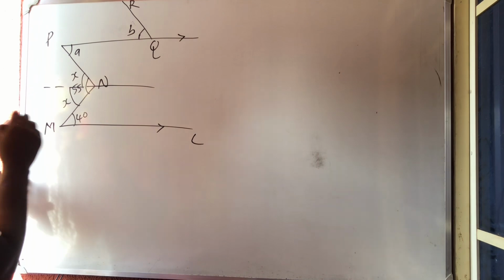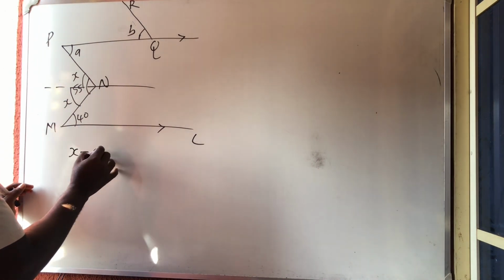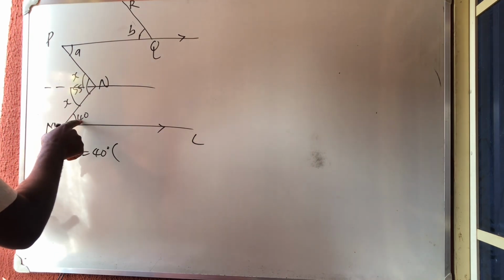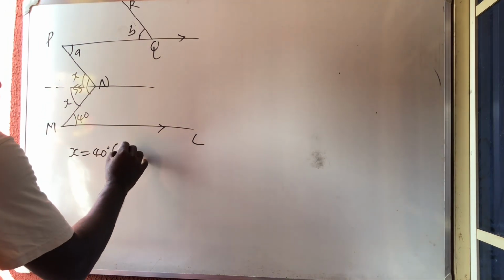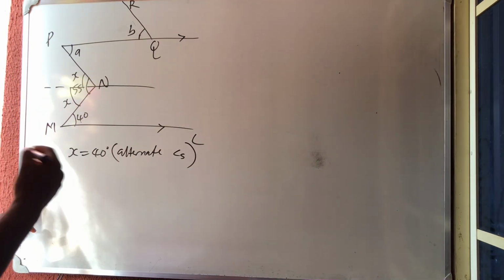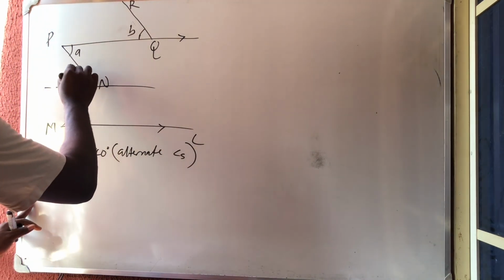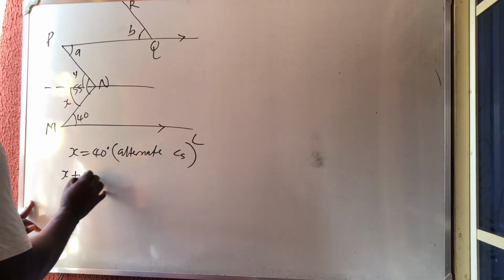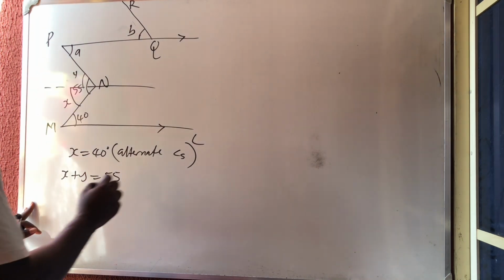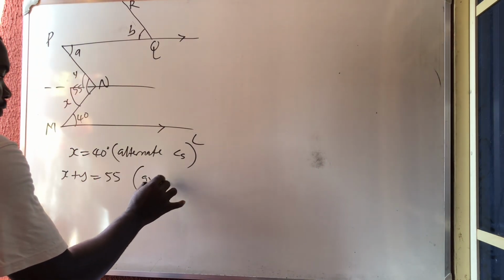Now, very simple. Do you know that X is equal to 40 degrees? What is my reason? Look at the Z, inside and outside. It is called alternate angles. Sorry, here is Y. Do you know that X plus Y is equal to 55 degrees? If you combine both of them, you get the main angle 55. And my reason is what? Given. They gave it to me.